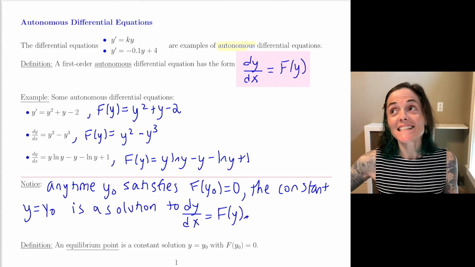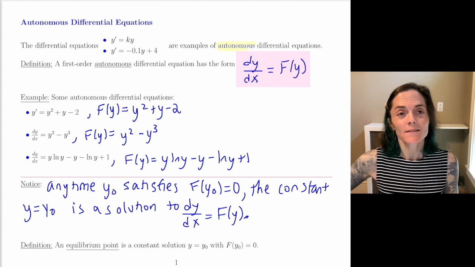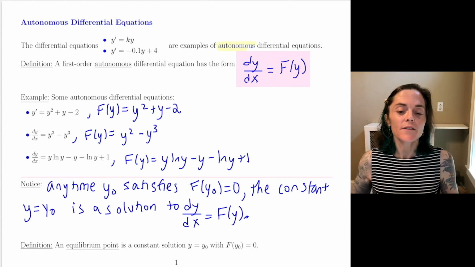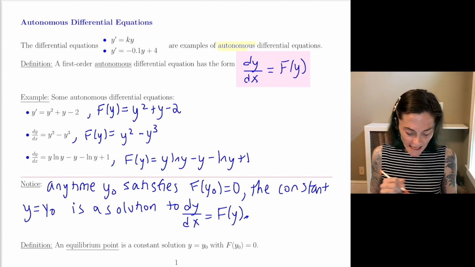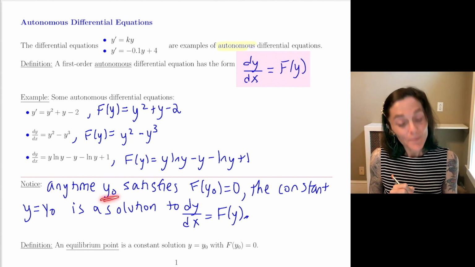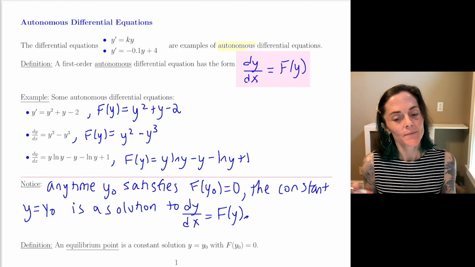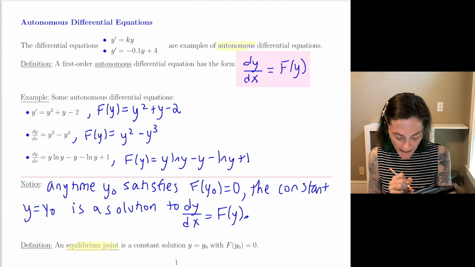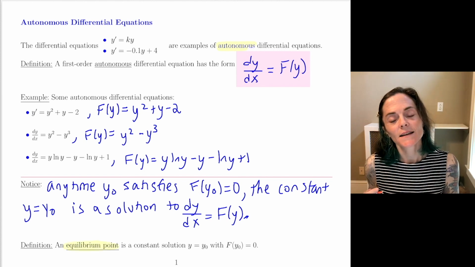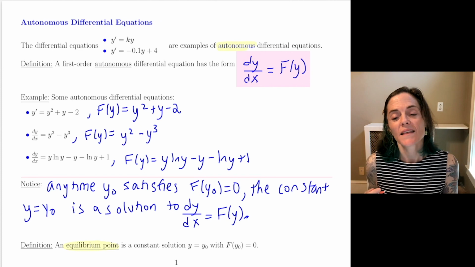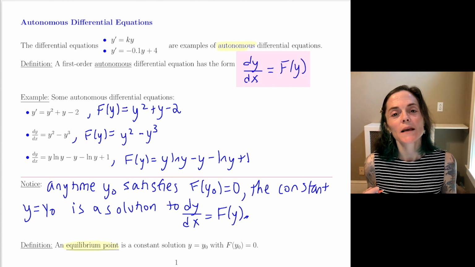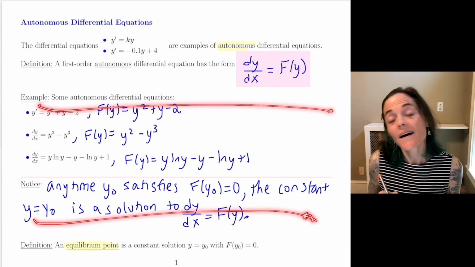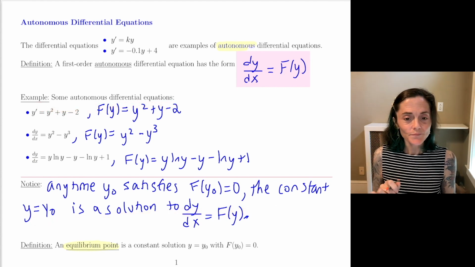Because what do constants have? Well, y equals a constant, the rate of change of y with respect to x is 0. And that would precisely hold for a number y0 like this. So this leads to this definition. An equilibrium point is a constant solution y equals y0 with capital F of y0 equals 0. These are constant solutions of the differential equation.